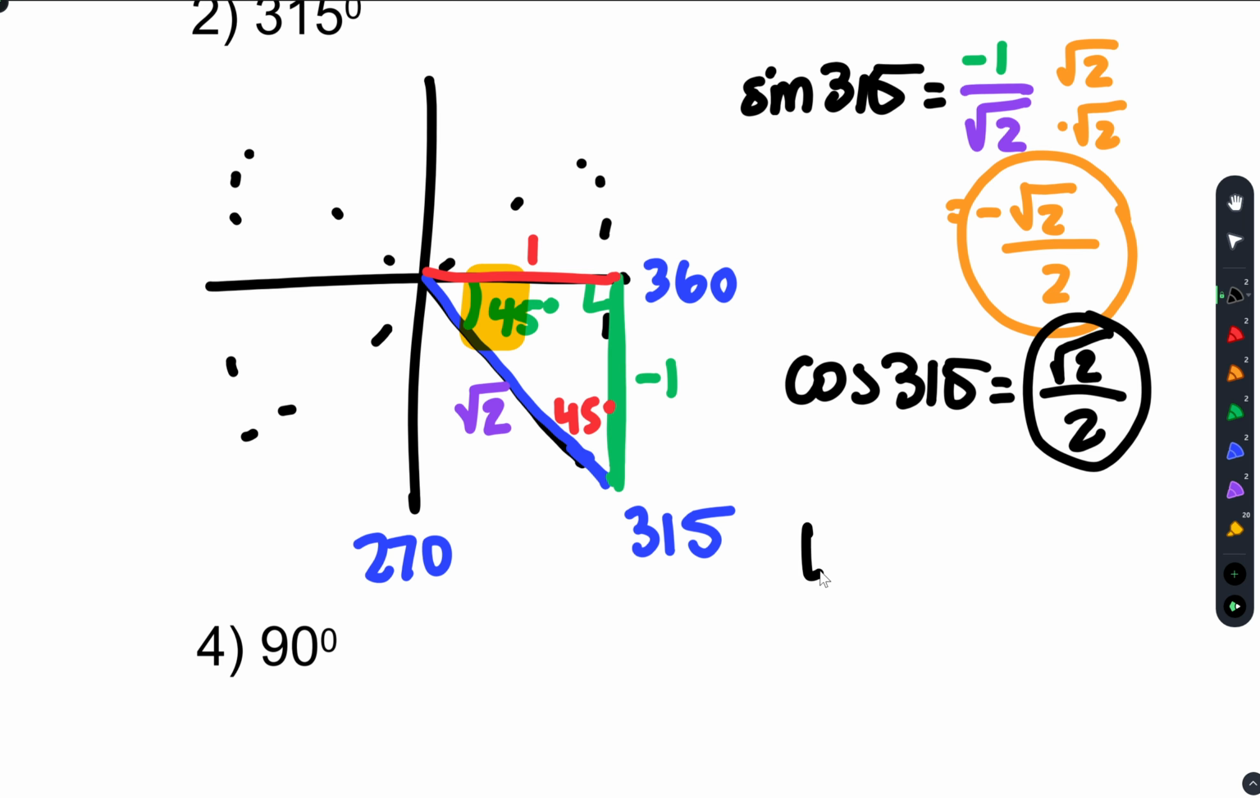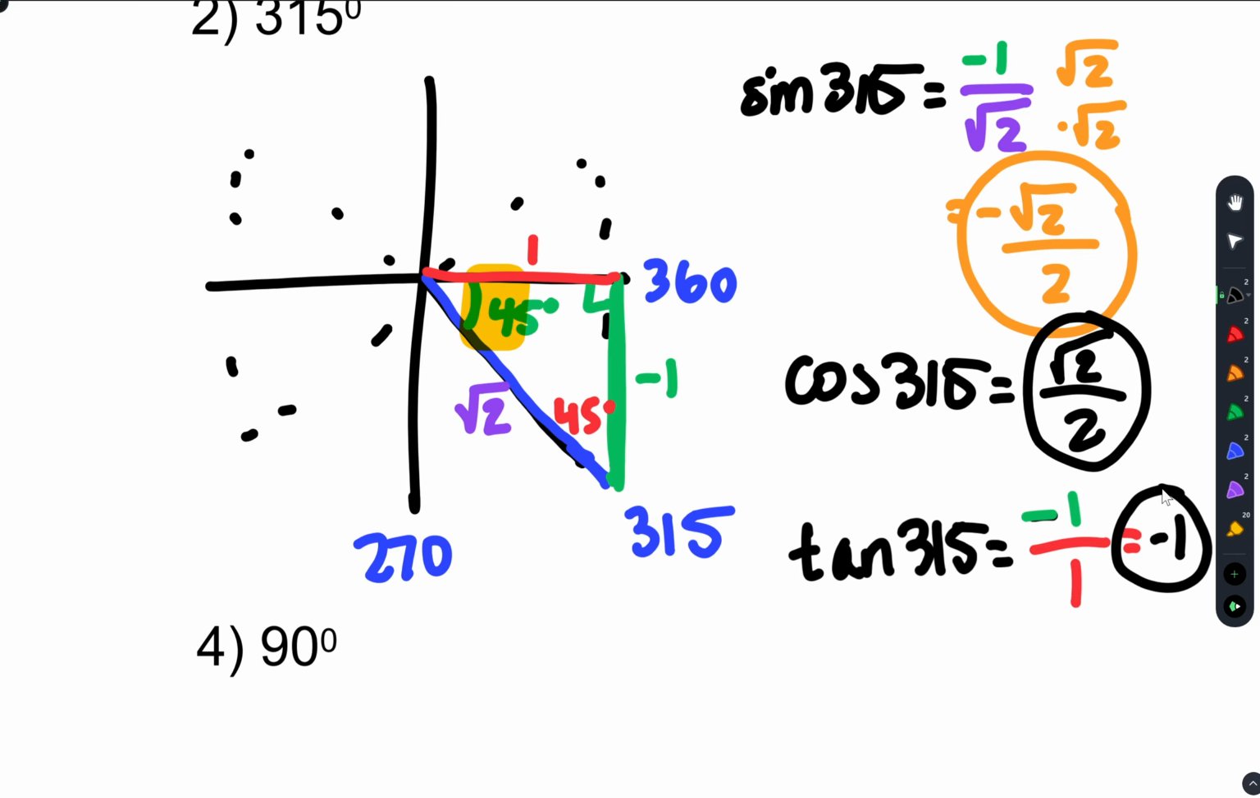Then my last one is tangent. I want opposite over adjacent. The opposite here is negative 1. The adjacent is positive 1. This ends up as negative 1.